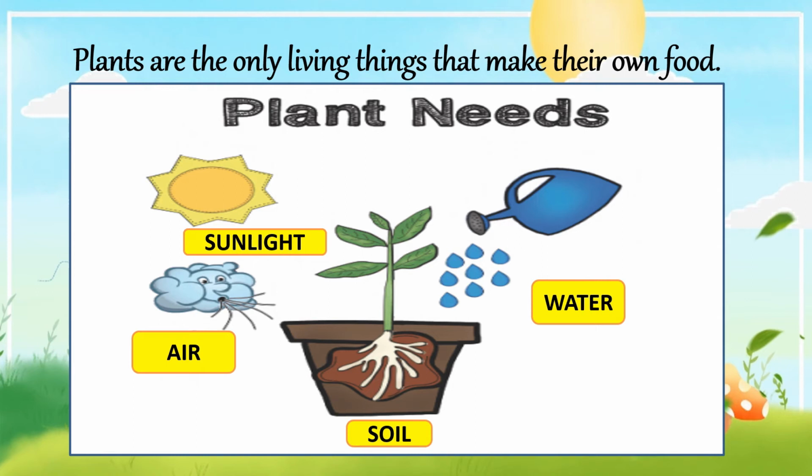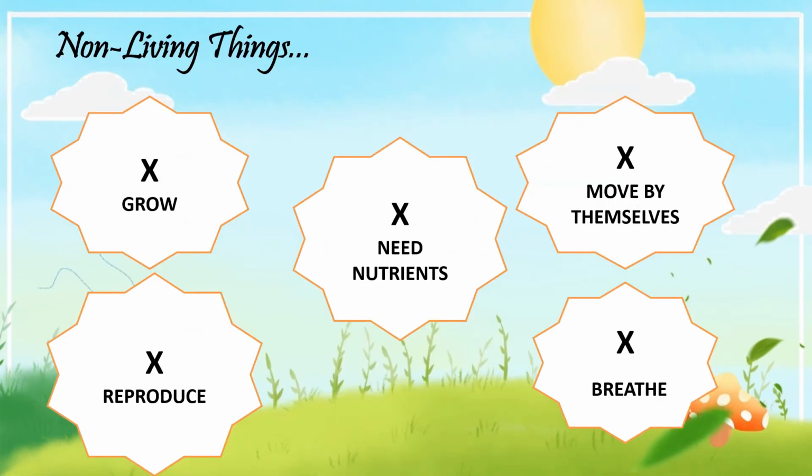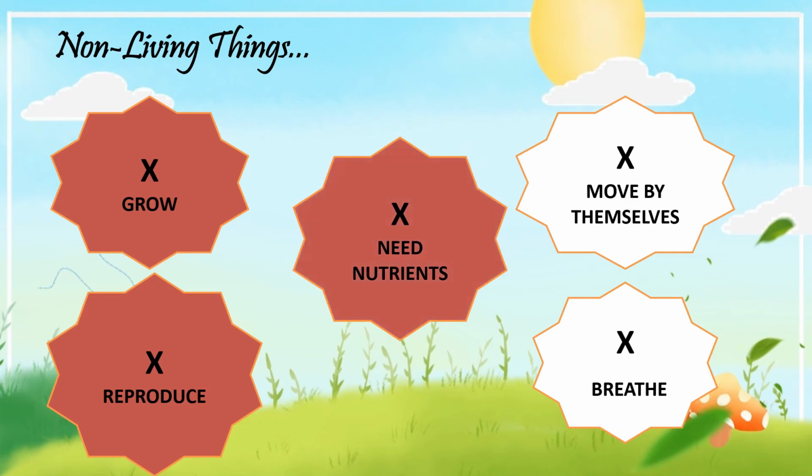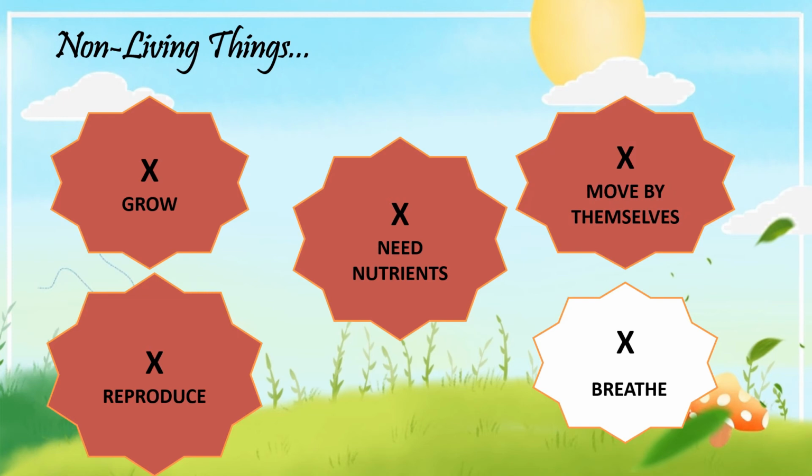Now, you have learned the characteristics of living things. How about non-living things? How do we know if something is non-living? Non-living things don't grow, don't reproduce, don't need nutrients, don't move by themselves, and don't breathe.